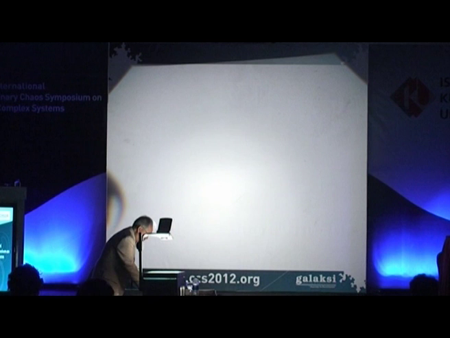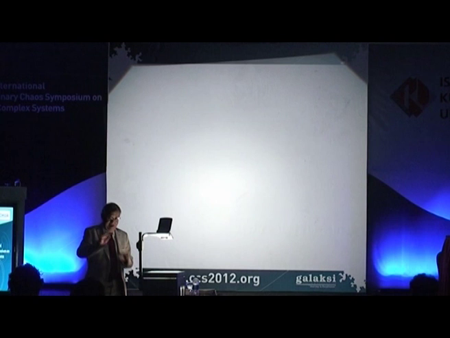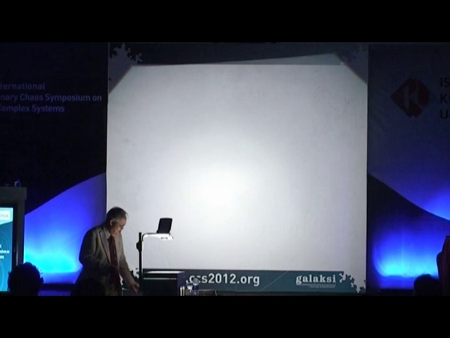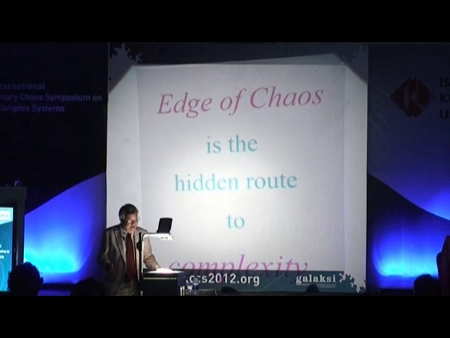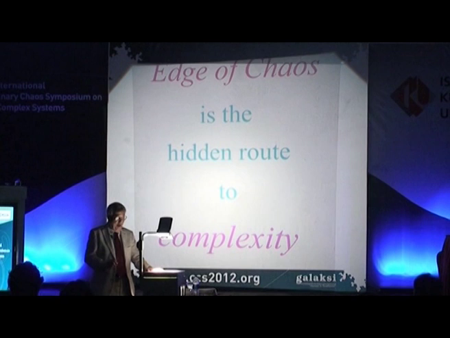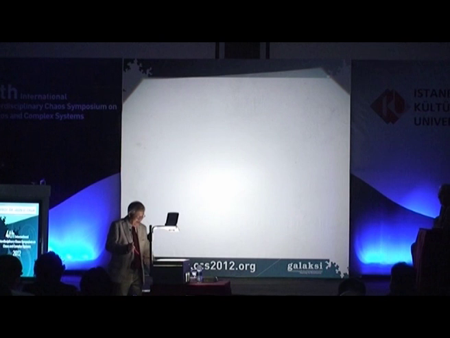Okay, now let me begin by telling you a little bit of an outline of what I want to do. Since this conference is about complexity and chaos, I'm going to try to relate the two to you, and the main message that you are going to get at the end is that the edge of chaos is in fact the hidden route to complexity. Most of you probably have never heard of this before, because this is a very new result.